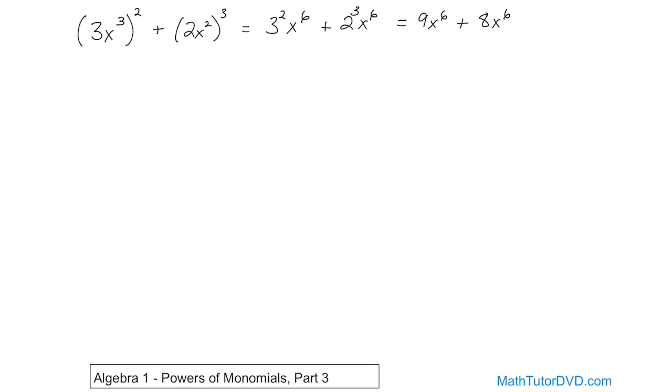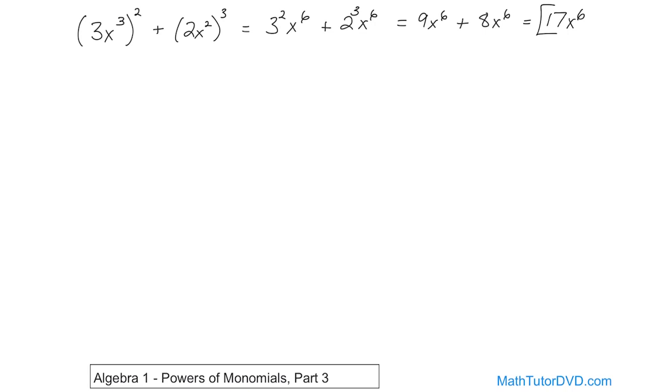Now, we look at what we have and ask ourselves if we're done. Can we add these together? Well, since we've done this kind of stuff before, this is a like term with this. The same variable is present and the same exact exponent is present. If this were x to the third instead, then we wouldn't be able to add these. But since it's x to the 6th, we can add them. And 9 plus 8 is 17, and we have to carry the x to the 6th along for the ride. And that's the final answer, 17x to the 6th.